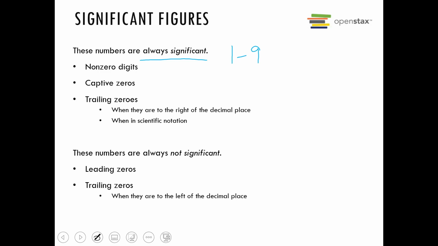Now, captive zeros are always significant. What that means is if I have a non-zero number, let's say 1, 0, 9. Let's say I had 109. This 0 is captive between the 1 and the 9. The 1 and the 9 are significant always. Any number between 1 and 9 are always significant, and any zeros that are captive, or sometimes I say they're sandwiched zeros. So the number 109 would have 3 sig figs.